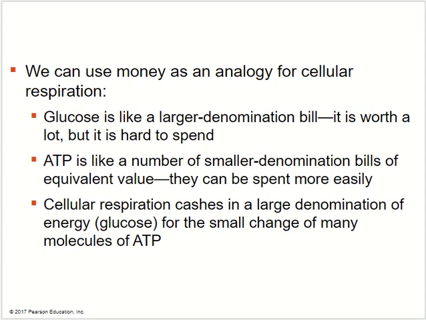We can use money as an analogy for cellular respiration. Glucose is like a larger denomination bill. It is worth a lot, but it is hard to spend at any given place, especially if places like McDonald's don't want you having more than a $50 bill. ATP is like a number of smaller denomination bills of equivalent value. They can be spent more easily, though you'll lose a little bit in tax along the way. Cellular respiration cashes in a large denomination of energy from glucose for smaller change as numerous ATP molecules that can be more easily transported throughout the body.